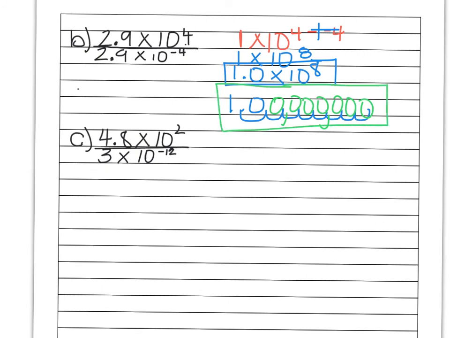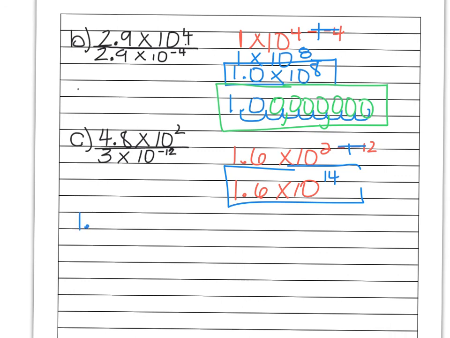Let's look at C. We have 4.8 divided by 3. So whenever you do 4.8 divided by 3 in a decimal, you get 1.6 times 10 to the 2nd minus a negative 12. So it's 1.6 times 10. This is going to become a plus sign. So that's 14. So our scientific notation is 1.6 times 10 to the 14th power. But we need to write that in standard form.